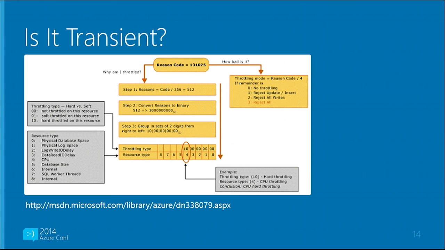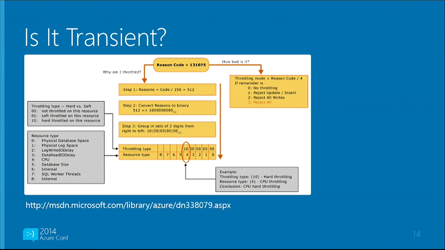After that, if we determine that we're getting throttled, then we can take that same number, that 8,194, and divide it by 256. Now in this case, we're using 131,075. And we drop through and we divide it by 256, and that gives us an answer. We take that result and convert that to binary. In step 3, you'll see we group that binary result into sets of 2 digits. And at the very bottom, you'll see that charted out here for us. And you'll see our 10 falls into this column that's 4.